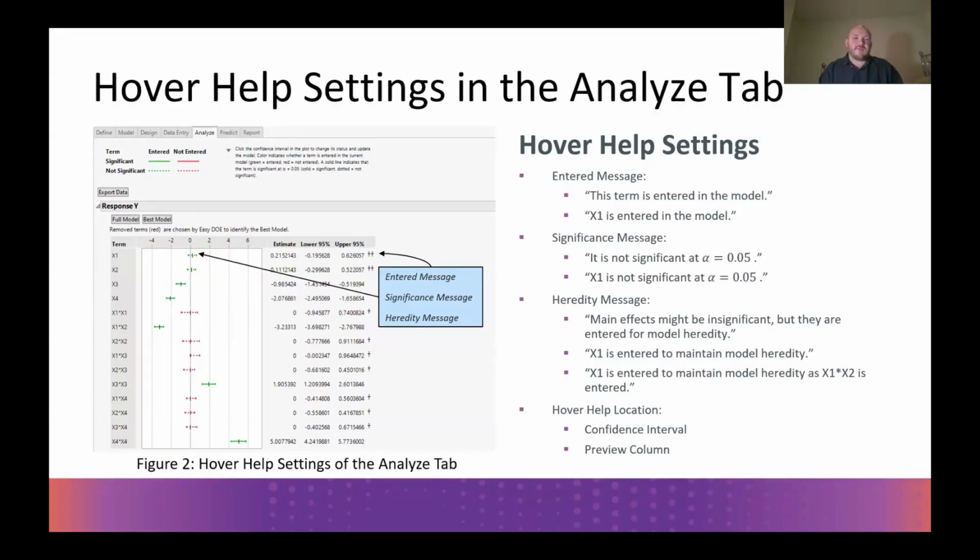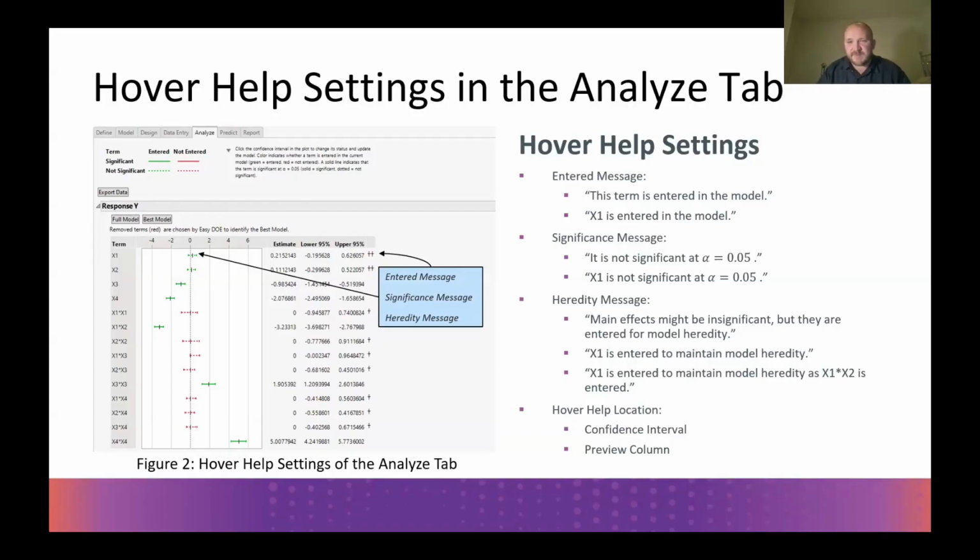How we had this UI designed is it had a kind of factorial structure. The particular part of the UI we were interested in was this hover help. This hover help has a couple of different messages that inform the user about some statistical properties of their model. Some of these messages include the entered message, whether a term was entered in the model. We had two different versions for that.